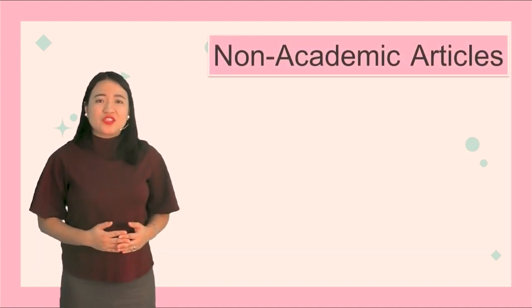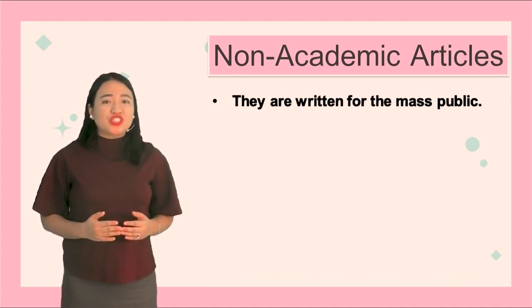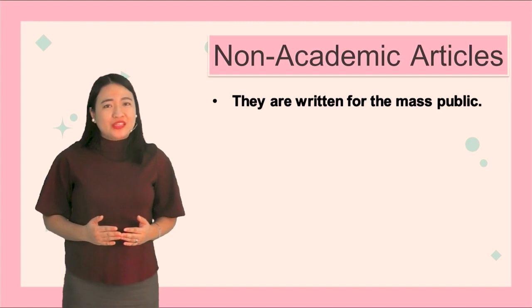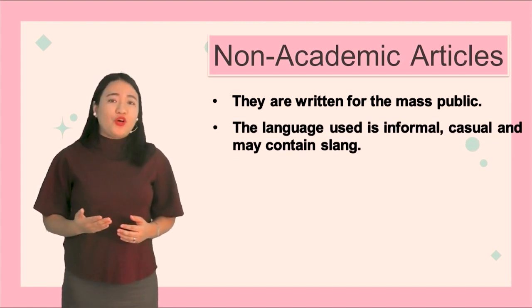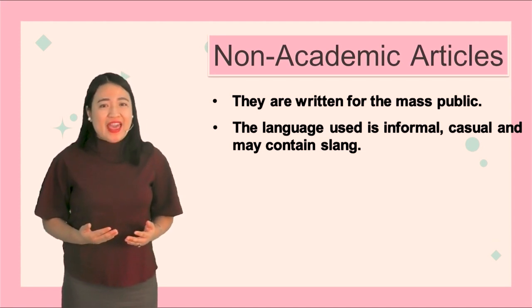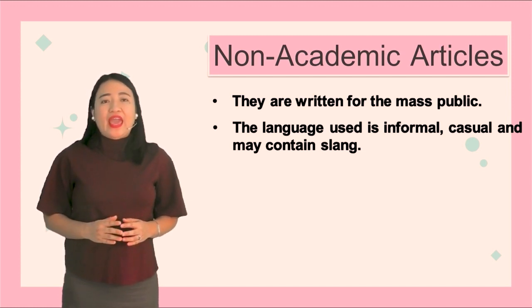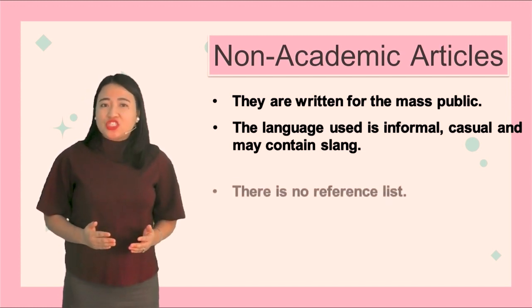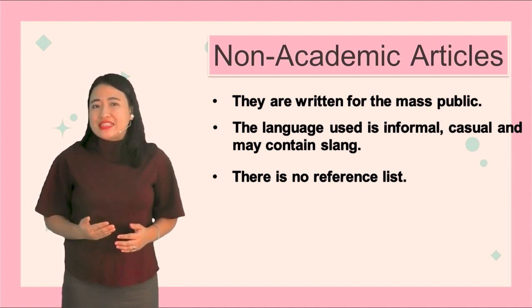Non-academic articles are written for the mass public. They are published quickly and can be written by anyone. Their language is informal, casual, and may contain slang. The author may not be provided and will not have any credentials listed. There will be no reference list.